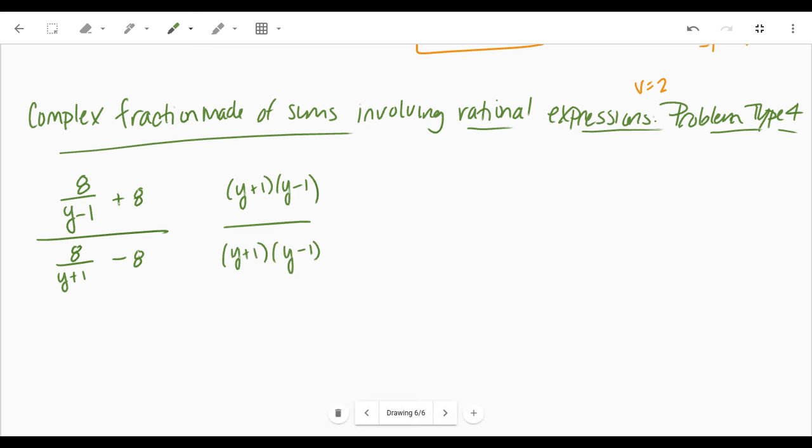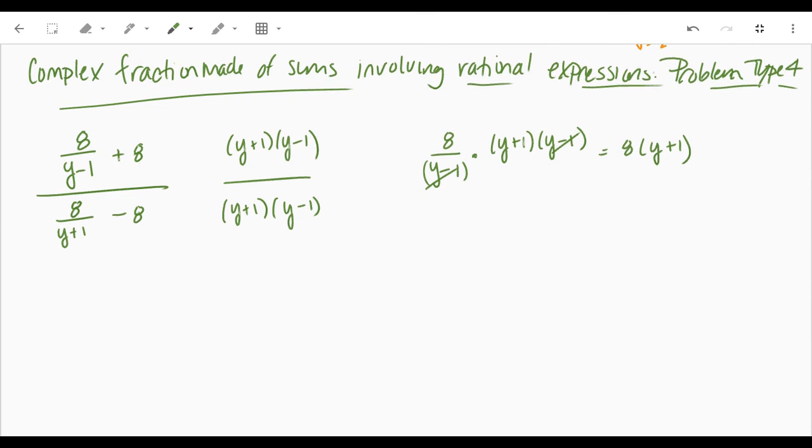Okay, so again, the numerator is two separate pieces. If I do 8 over y minus 1 and multiply it by y plus 1 times y minus 1, these y minus 1s cancel out, and I have 8 times y plus 1. So that's what's going to happen with that first piece there with the fraction. And then the 8 times y plus 1 times y minus 1, and I can just expand it. So up here, I have 8y plus 8. And then here, I'm going to have 8. Remember your difference of squares factoring: y plus 1 times y minus 1 is y squared minus 1. So I'll have 8y squared minus 8.